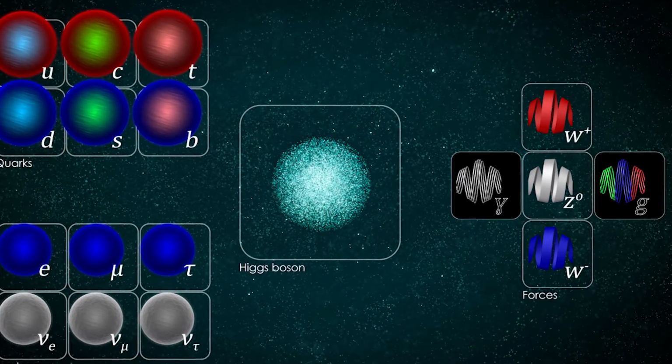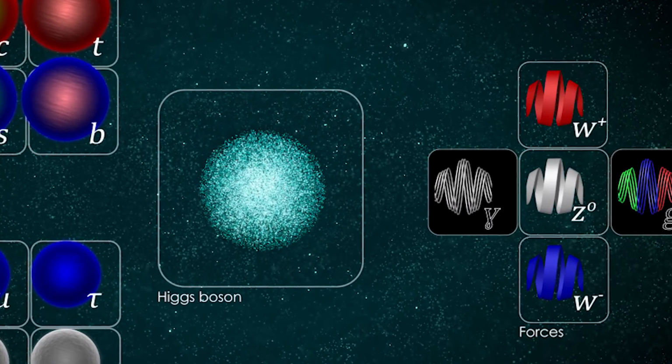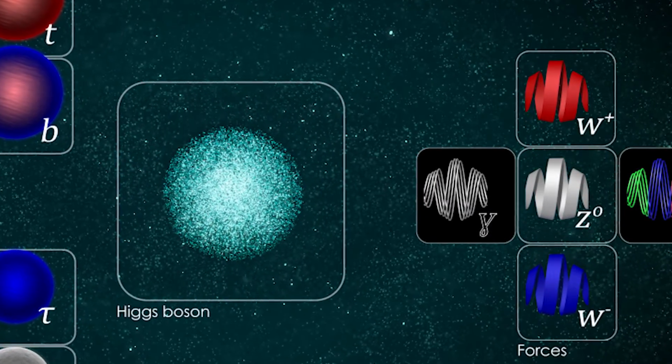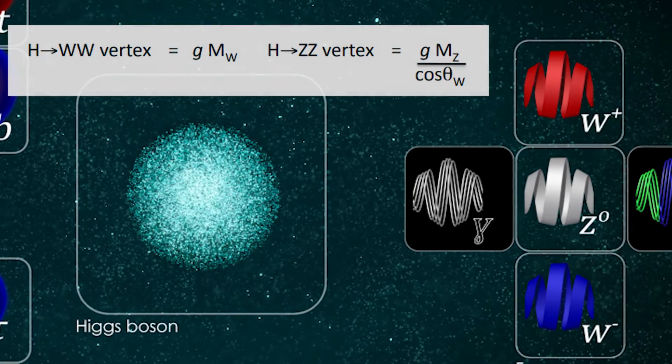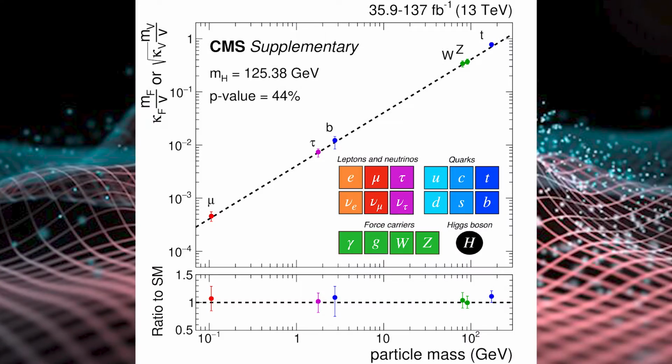With these values in hand, the shape of the Standard Model Higgs potential and the Standard Model Higgs mechanism can predict the mass of the W boson and Z boson, and these predictions prove to be in excellent agreement with experiment. The Higgs mechanism also predicts that fundamental fermions, quarks and leptons, should couple to the Higgs boson with a strength that is proportional to their mass.